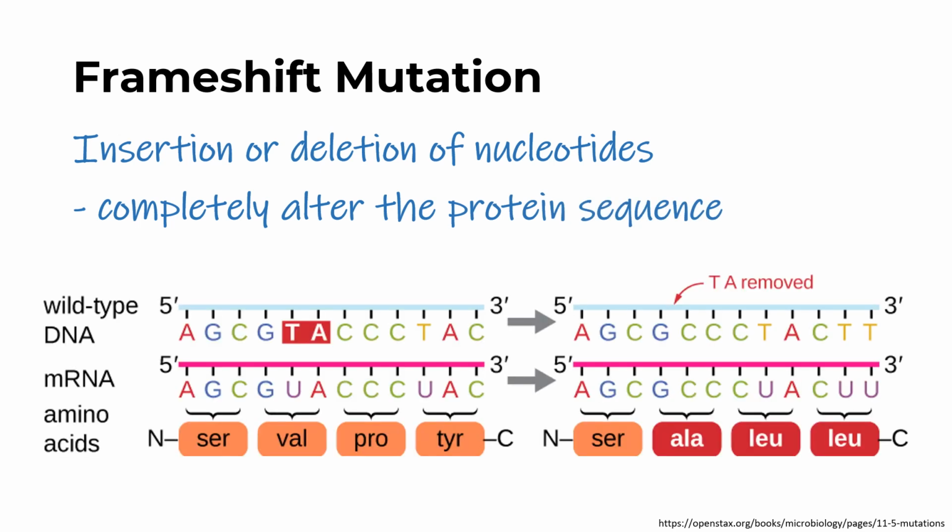In this example, a thymine and an adenine are removed. Now, where the ribosome once would have added valine to the growing peptide, it adds alanine. Each amino acid after the deletion is also changed.